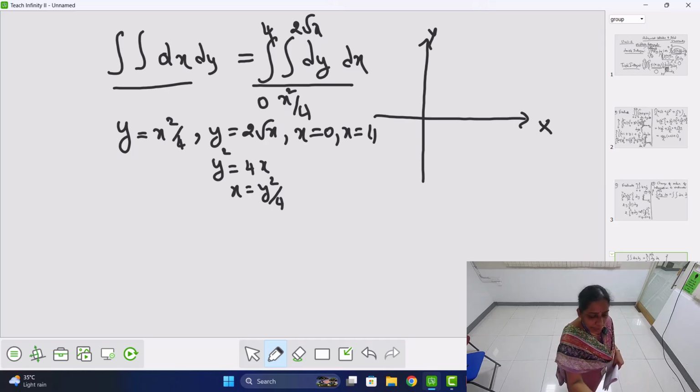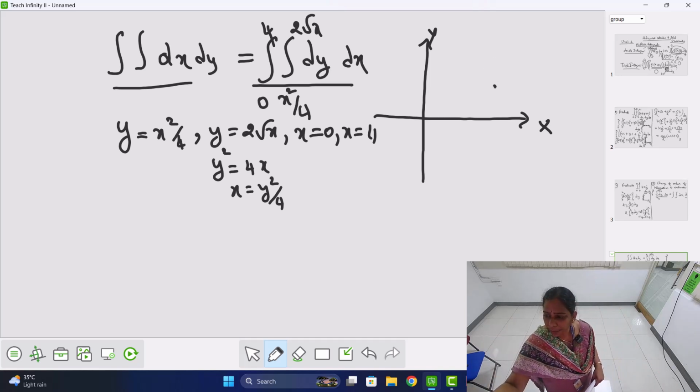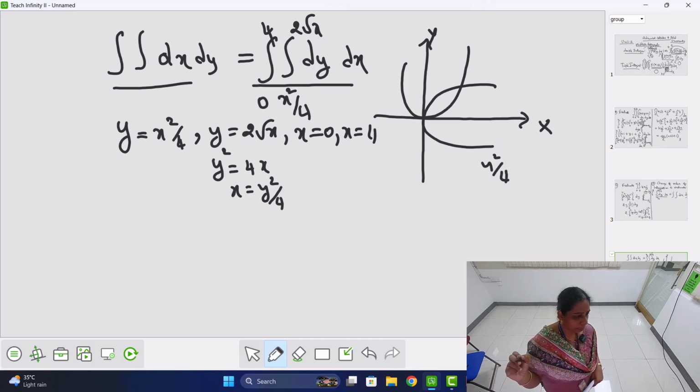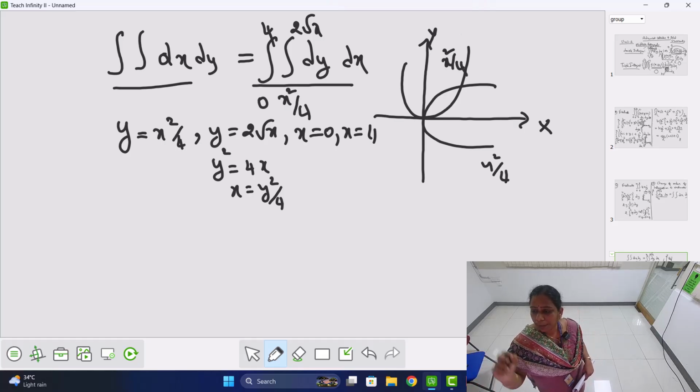So which is nothing but a parabola along x-axis. The other is a parabola along y-axis, like this, right? Okay, so this is the parabola along x-axis, right? So y square by 4. The other one is x squared by 4. This one is x squared by 4, right?